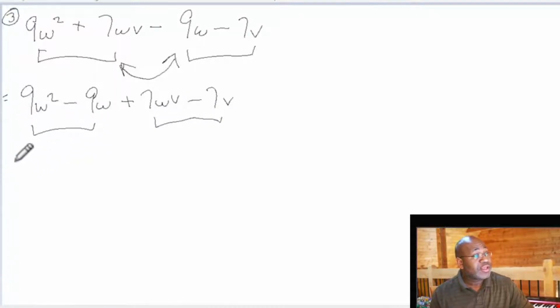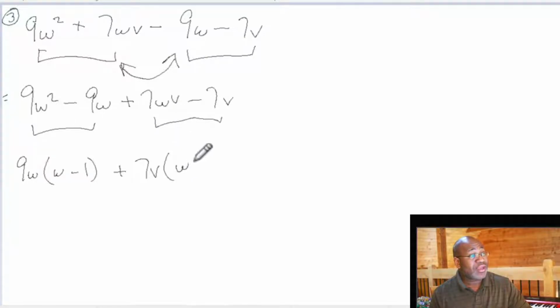Common factor in the first pair is 9w. Factor that out, we'll have 9w times w minus 1. Bring down the plus. The second pair, common factor here is 7v. Factor that out, we have w minus 1. And once again, we've got the common binomial factor of w minus 1 that we can then extract to get w minus 1 times 9w plus 7v.